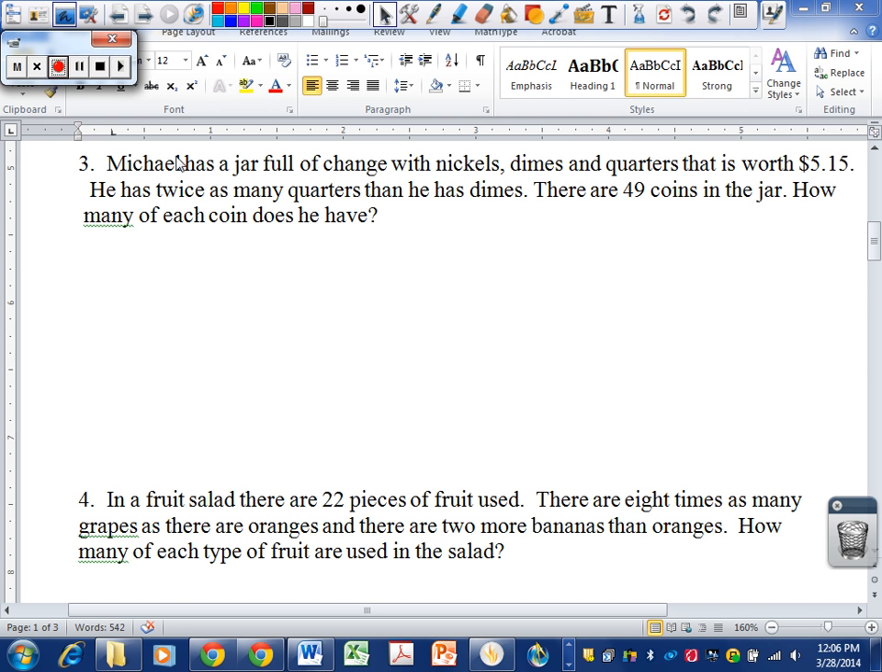So in this case, we have Michael has a jar full of change with nickels, dimes, and quarters that is worth $5.15. So I'm making some assumptions here that you know the value of money, right? So nickels, dimes, and quarters, there are 49 coins in the jar. So we'll let N stand for nickels, D stand for dime, and Q for quarters.